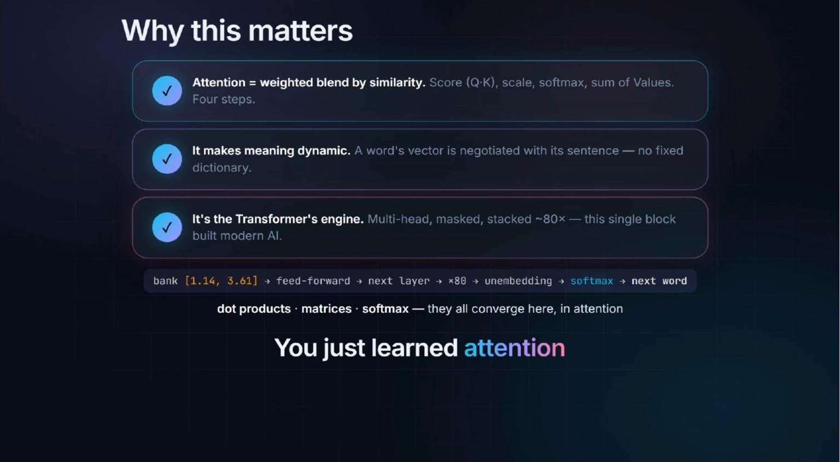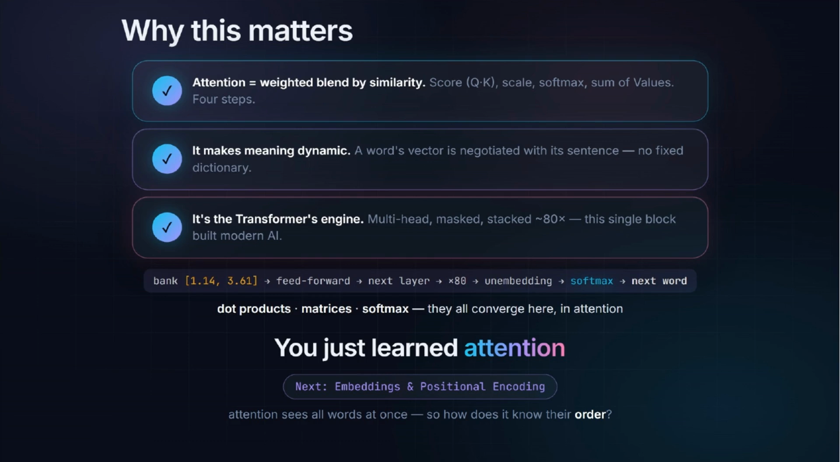You just learned attention, genuinely the hardest and most important idea in the series. Next up, embeddings and positional encoding. Here's the puzzle it solves. Attention looks at all the words at once, in parallel, so how does it know their order? How does it tell "dog bites man" from "man bites dog"?